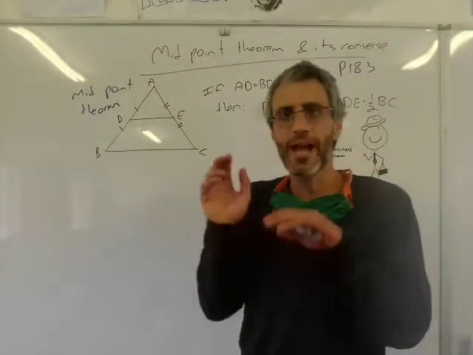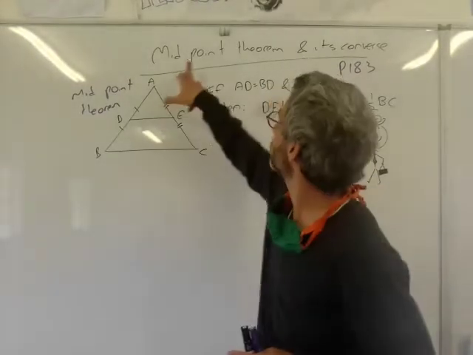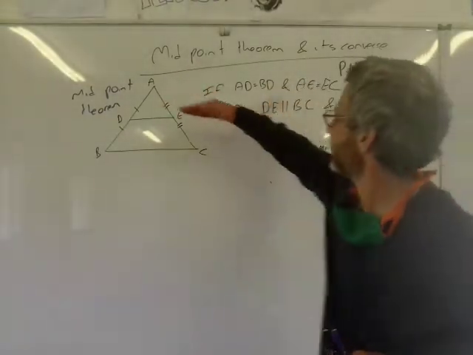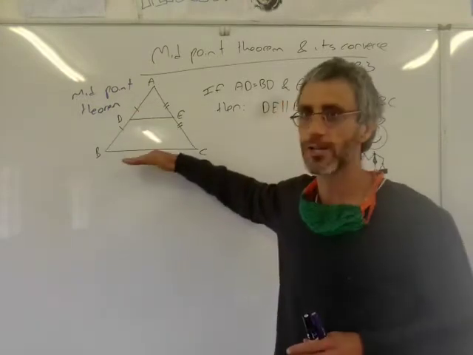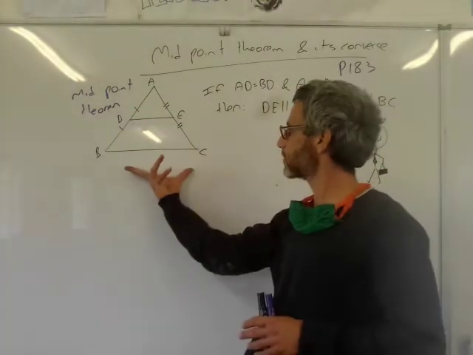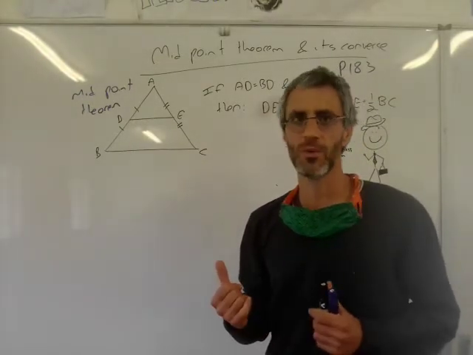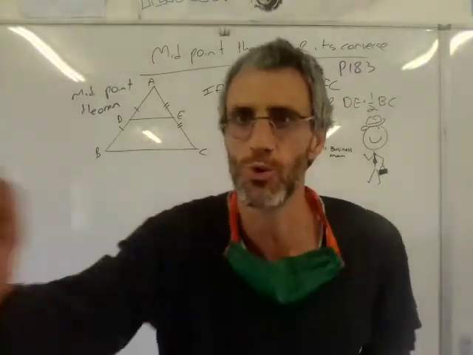If that is the case, if you ever come across a triangle like that, you can use the midpoint theorem to simply say that DE must be parallel to BC, and it's half of it. So in other words, if this is 4, this must be 2. That's the midpoint theorem. Does that make sense? Are we happy with that?